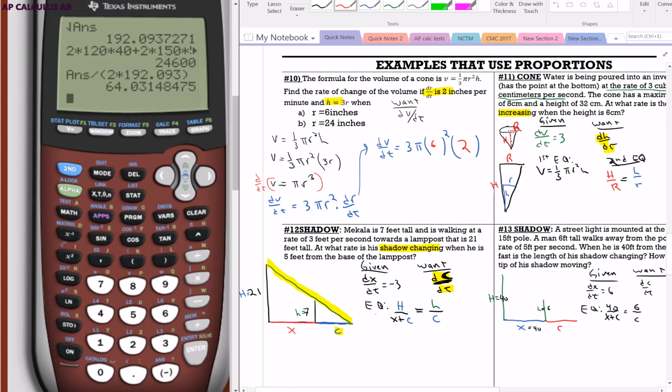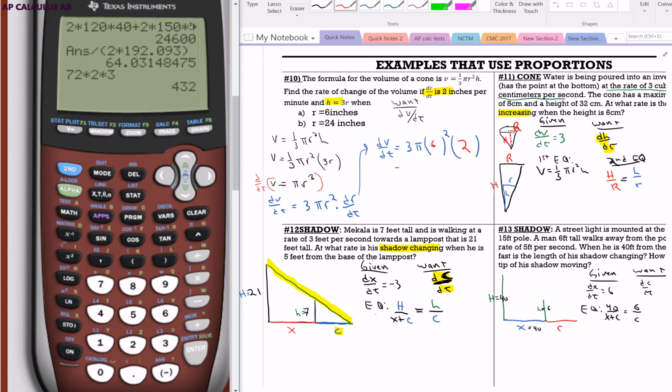Right, and then I just work that out, and we're going to get dV/dt equals, 6 squared is 36, 36 times 2 times 3 times pi. So basically, it's going to be 216 pi. What is volume measured in? It's going to be inches cubed per minute, because our time is minutes, right? So that's A.